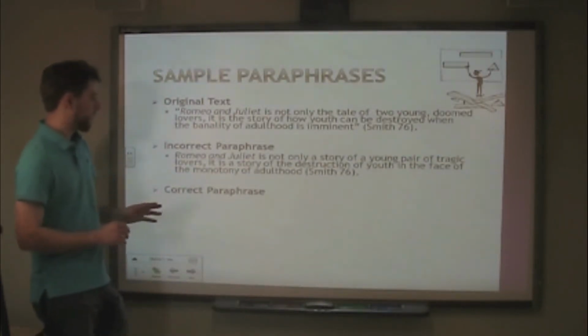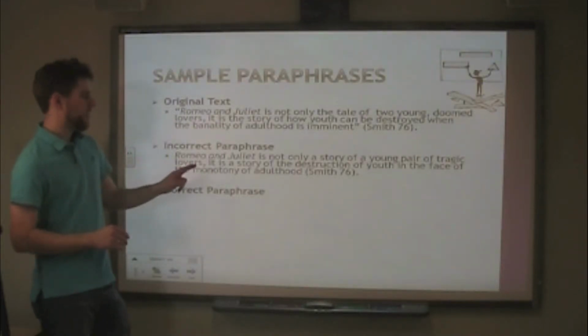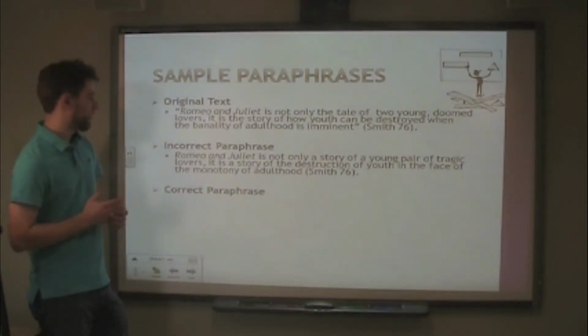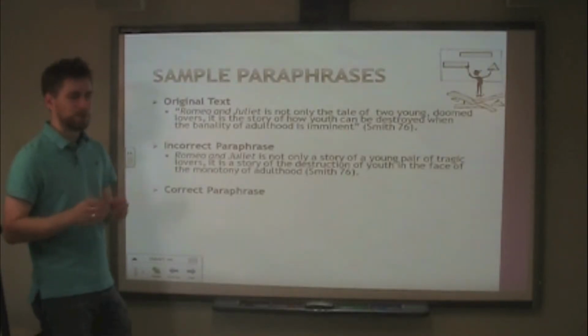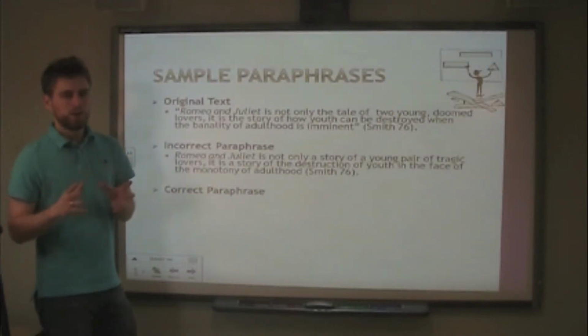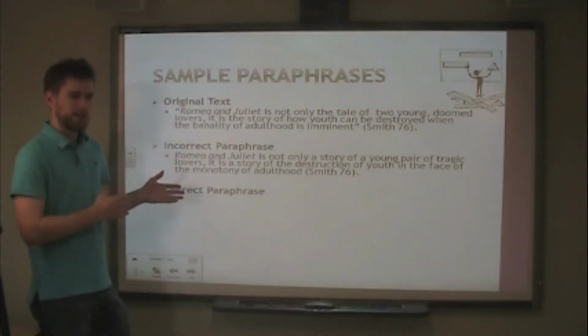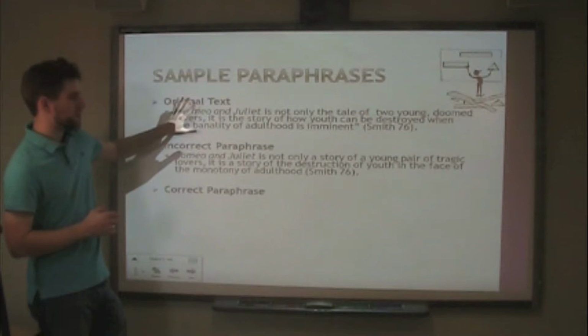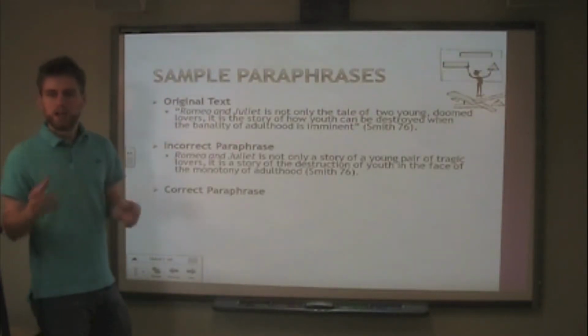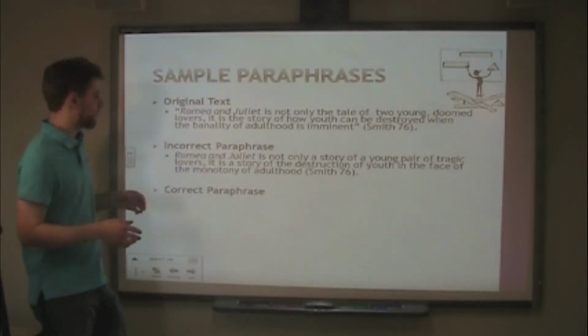This is not correct. Romeo and Juliet is not only a story of a young pair of tragic lovers, it is the story of the destruction of youth in the face of the monotony of adulthood. This is an incorrect paraphrase because what the essay writer did is take this quote from the article and go to a thesaurus and change a couple words.